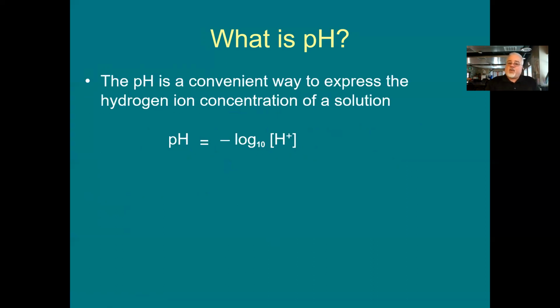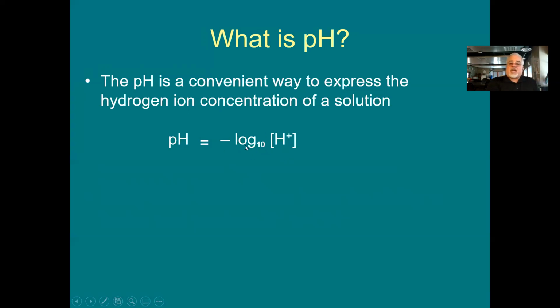So let's look at another way to express pH. pH is a convenient way to express the hydrogen ion concentration of a solution based on this simple mathematical equation. The pH, or the potential hydrogen, is equal to the negative log base 10 of the hydrogen ion concentration. What the heck does that mean? Well, whenever you have square brackets, that means the concentration of, in chemical equations. So the concentration of hydrogen ions, or the concentration of protons.